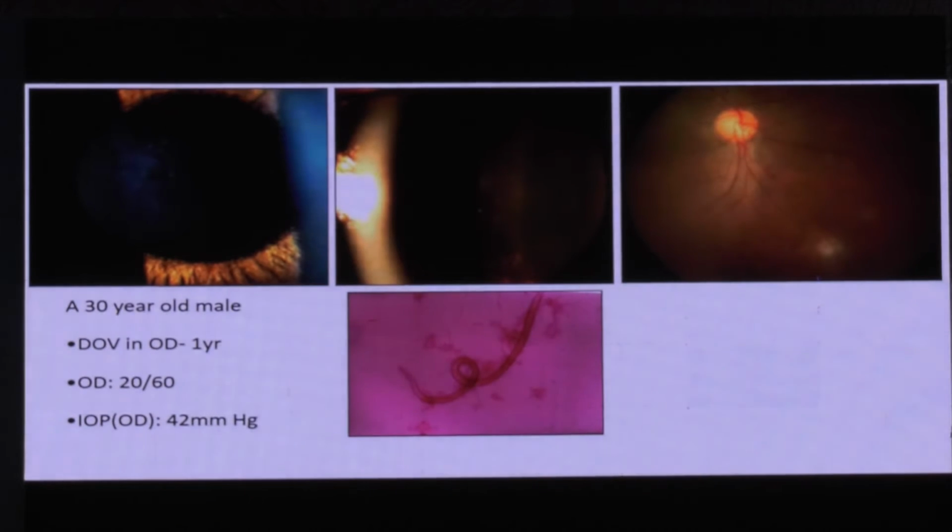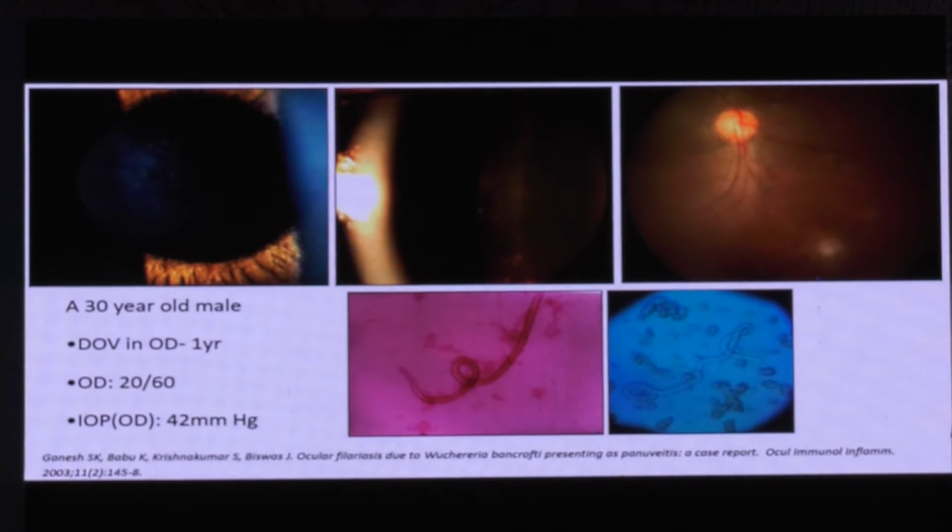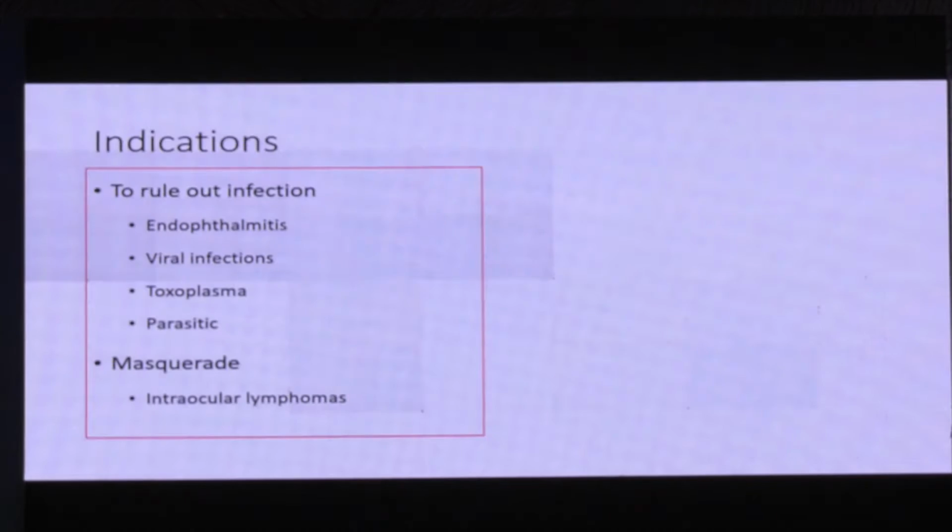And when we tapped this eye, this turned out to be a microfilaria. And a blood smear when we did, this was actually a patient with filarial infection. And these were the ocular manifestations which picked up the systemic filariasis.